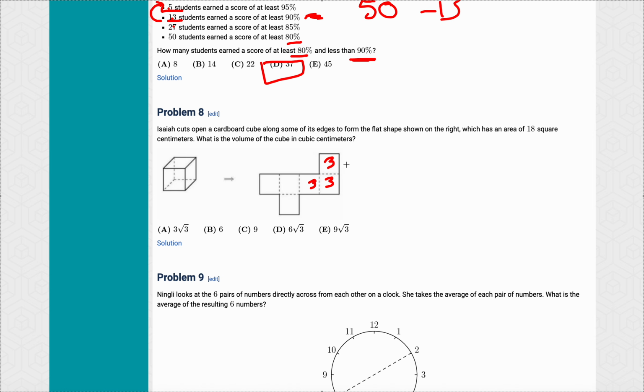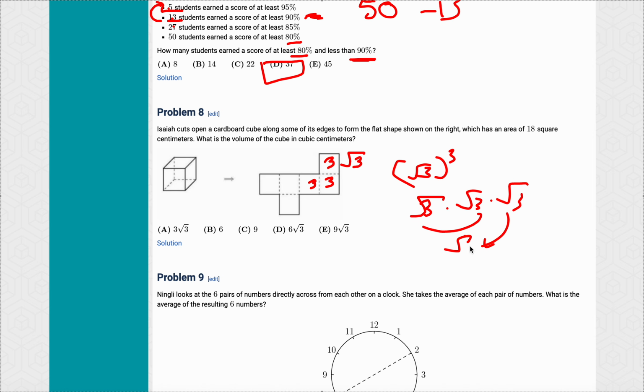And so that means one of the side lengths is going to be square root of 3, and so the volume of the cube is just square root of 3 cubed, which is square root of 3 times square root of 3 times square root of 3. Square root of 3 times square root of 3 is 3. So this goes here, 3, and then we just get a 3 times square root of 3, so that's answer A.